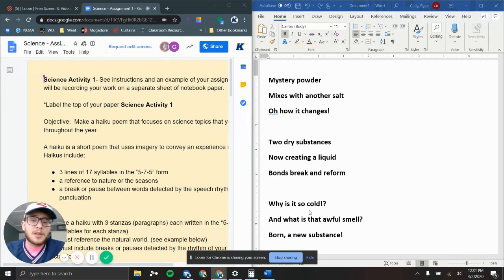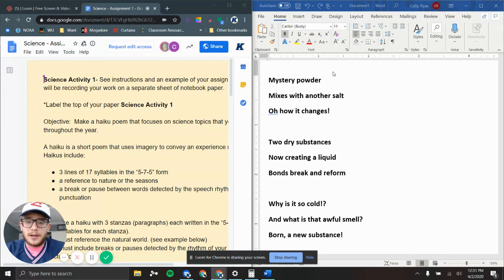I want to explain the one that I made over here on the right-hand side. I made this based off the experiment we did right before we were put on this break. If you remember, we did an experiment where I mixed 2 white salts together, and it got very cold, and it stuck to the wood. That was an endothermic reaction. So I did mine on that.